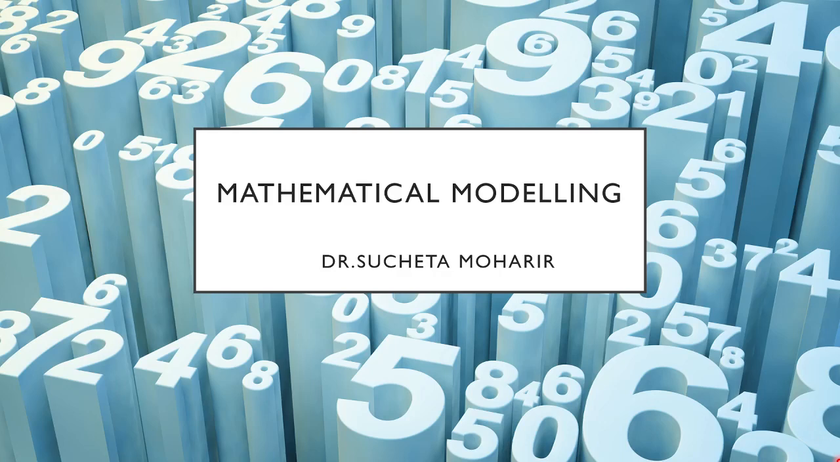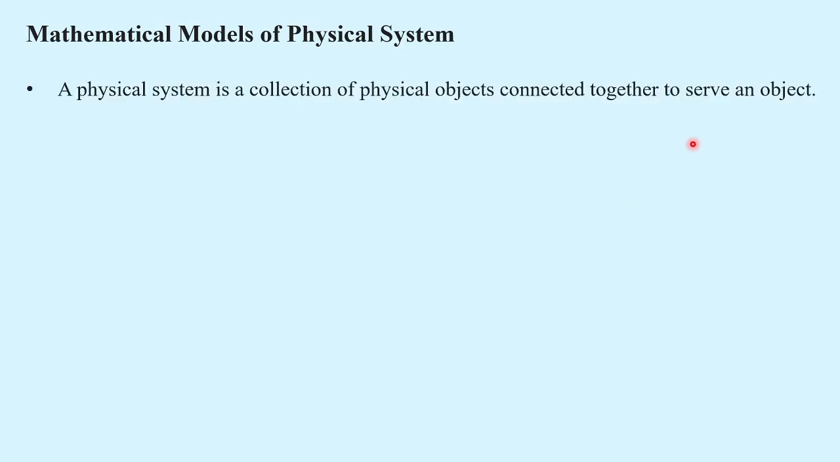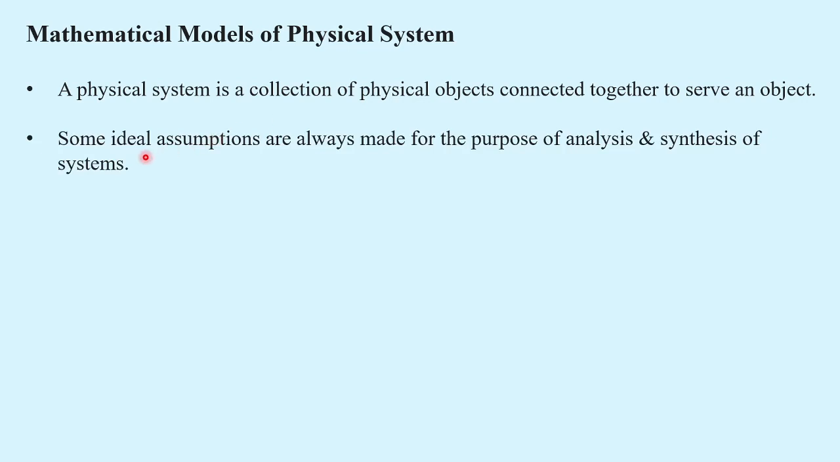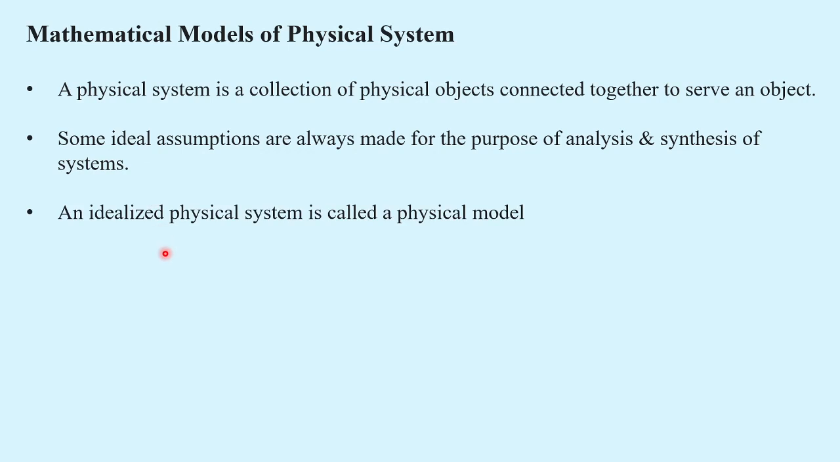Welcome you all in the video lecture on the topic mathematical modeling. Mathematical model of physical system. A physical system is a collection of physical objects connected together to serve an object. Some ideal assumptions are necessary for the purpose of analysis and synthesis of the system. An idealized physical system is called physical model.